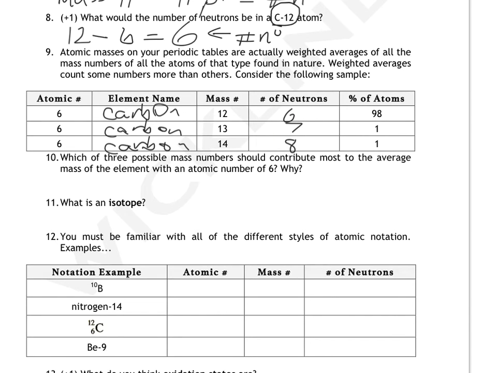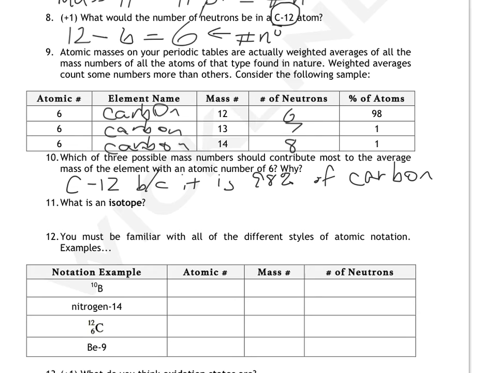So which of the possible mass numbers should contribute most to the average mass of the element with an atomic number of 6? So when I say atomic number of 6, I'm talking about carbon. And which of these three mass numbers should contribute the most? And it's going to be this one. And the reason is very simple. 98% of atoms of that element are mass number 12.